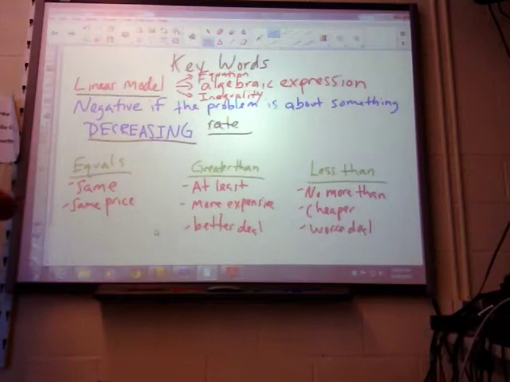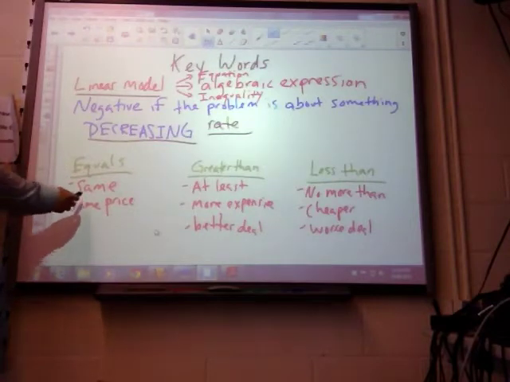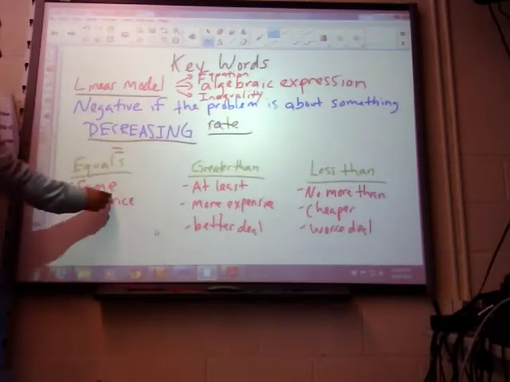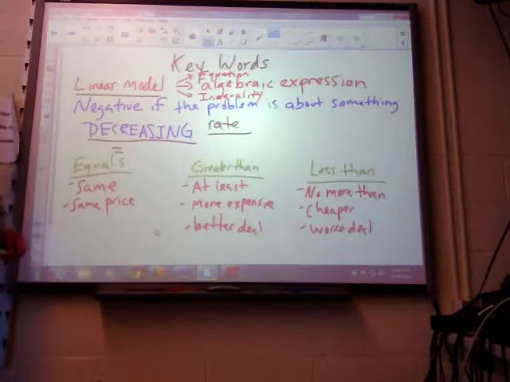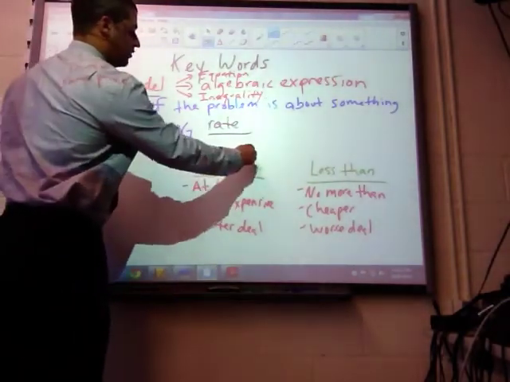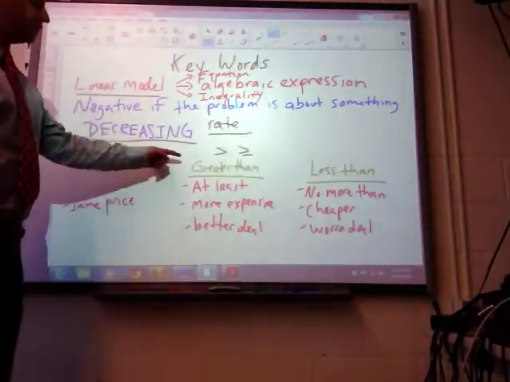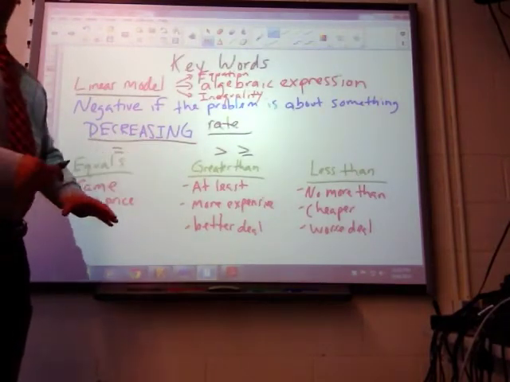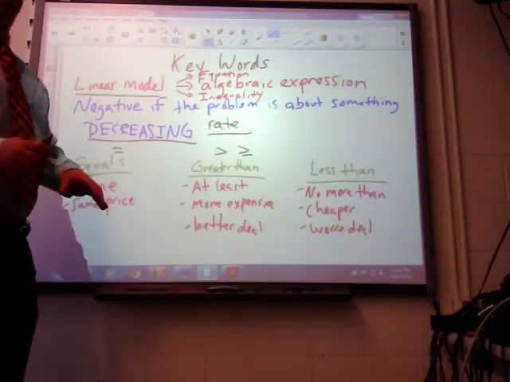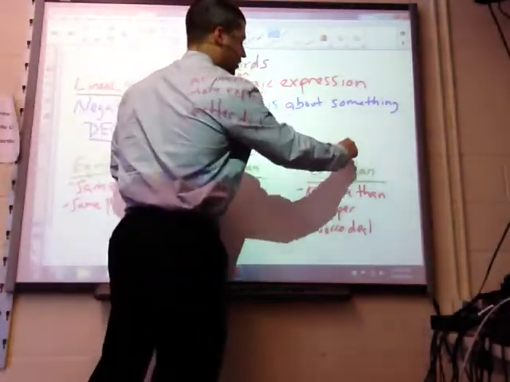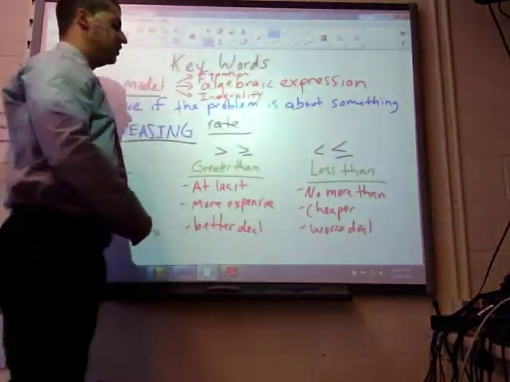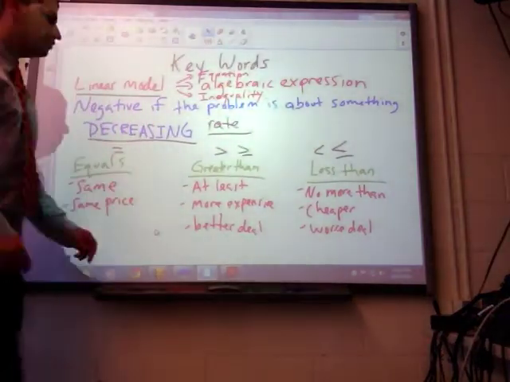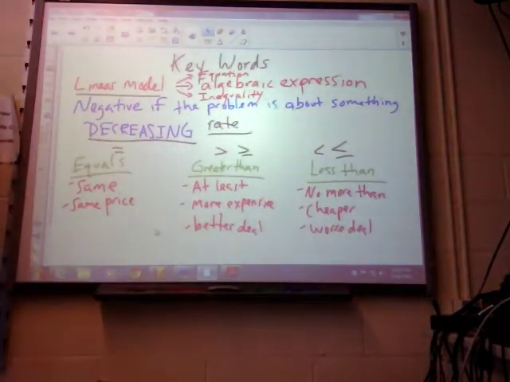So just another keyword. When we're talking about some of these linear models, sometimes we'll have two, and we have to compare them. When it's equals, you'll know it's going to be one with an equation when you hear same or same price. If it's greater than or greater than or equal to, it'll be at least, more expensive, better deal. Some of these, and we'll go into it in class a little bit more about which is greater than or equal to, which is just greater than, less than, or less than or equal to is no more than, cheaper, or a worse deal. So let's just go into a couple of problems.